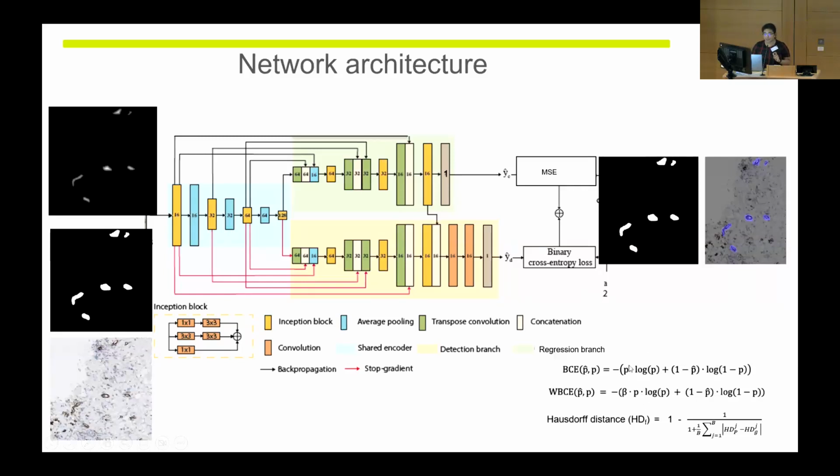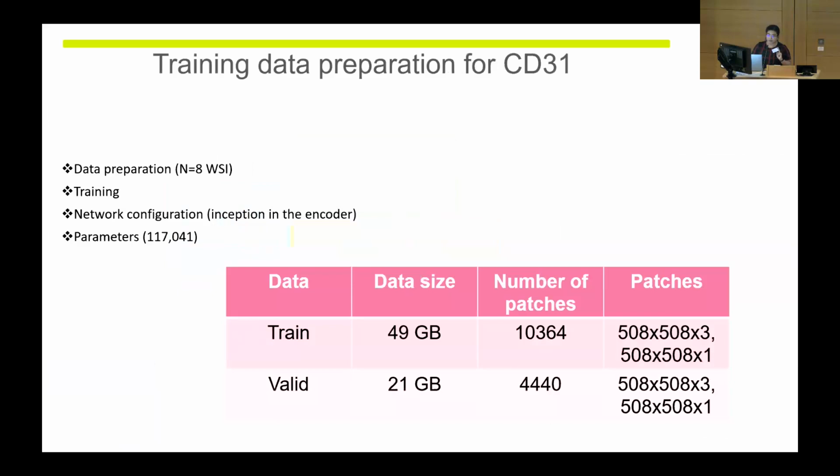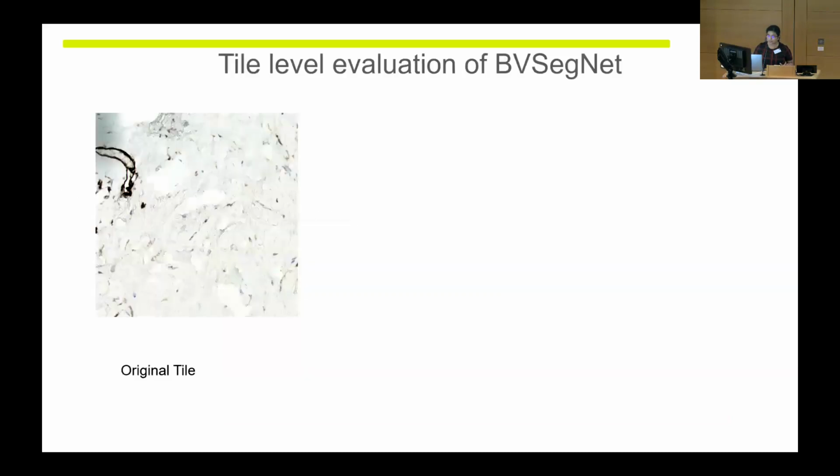For the segmentation branch, we have used the weighted binary cross entropy so that it doesn't include the borders, and it better separates the collectively represented blood vessels. And then we also used Hausdorff distance so that when the prediction mask and the ground truth mask are closer to each other, the distance is going to be less. This is the breakdown of the data, and the parameters of the network are 117,041, with the 70% and 30% breakdown, which equates to 60 GB of data.